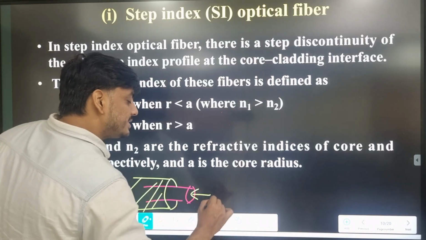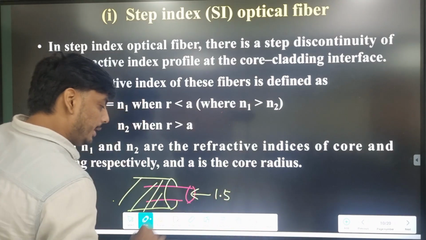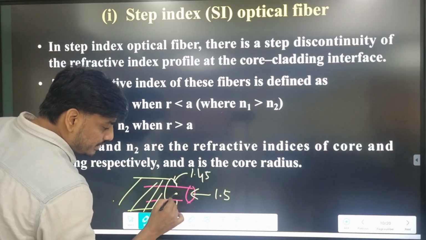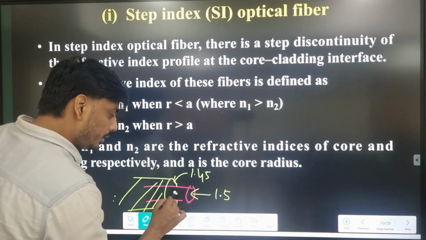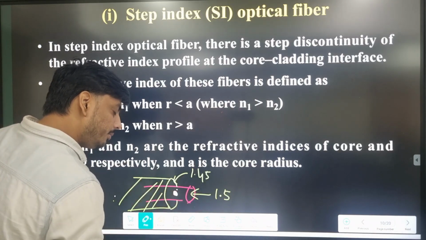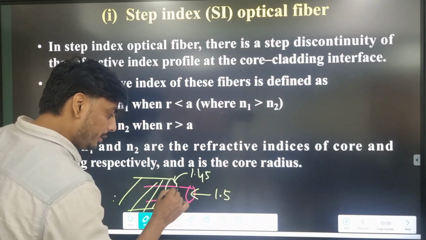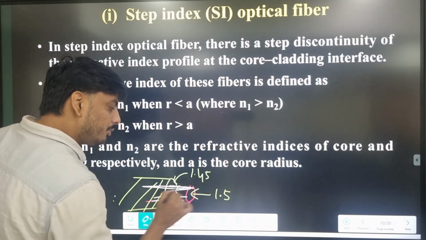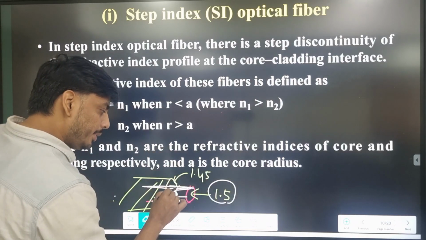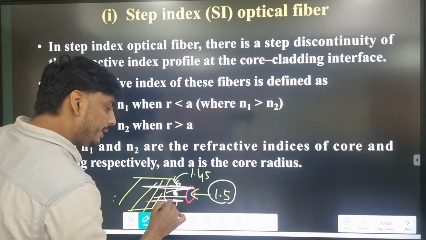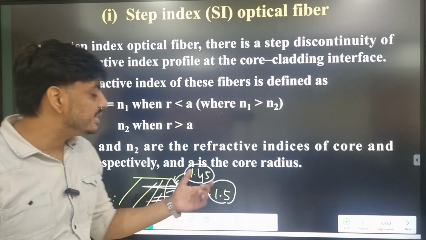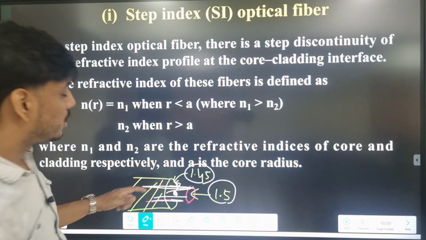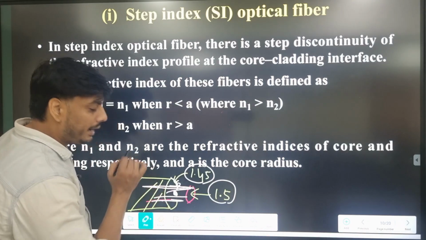Let the core have a refractive index of 1.5 and the cladding have a refractive index of 1.45. So when we travel from the center, the refractive index will be 1.5 here, 1.5 here, also 1.5. At the boundary, since it is the core region, the refractive index will be 1.5. But if we move from the boundary to the cladding region, there will suddenly be a drastic change in refractive index. A sudden discontinuity appears while we travel from core to cladding.